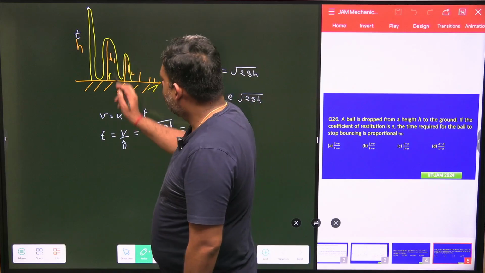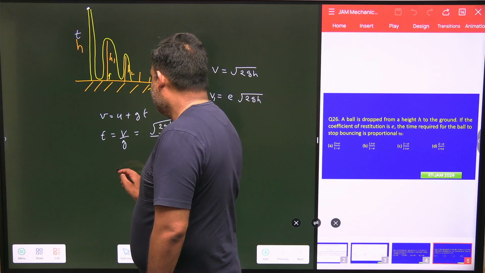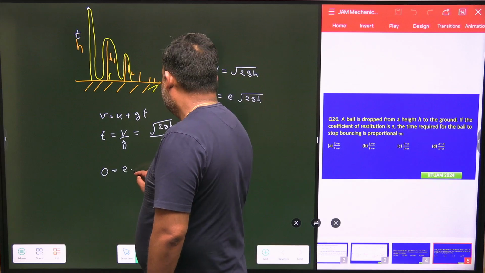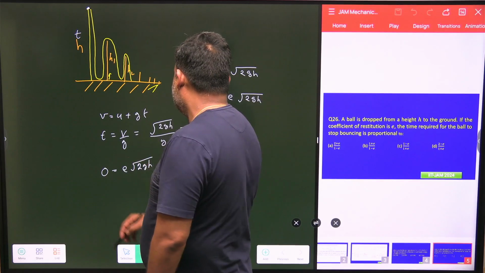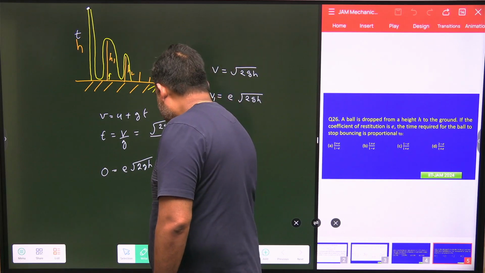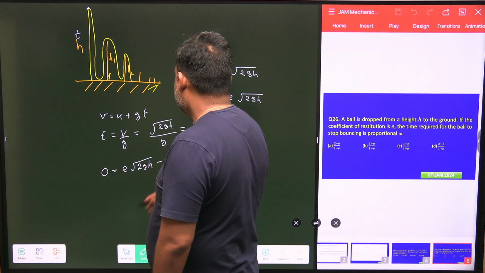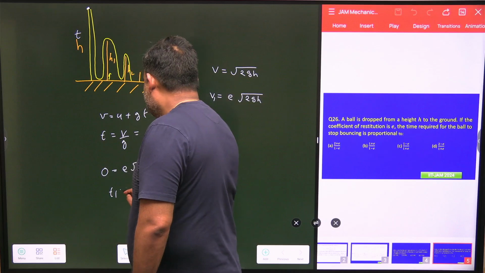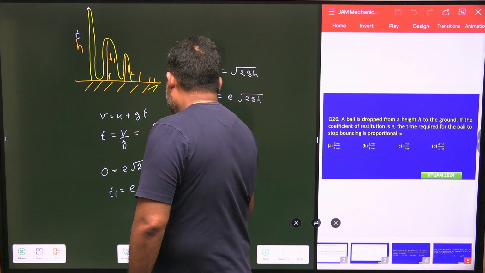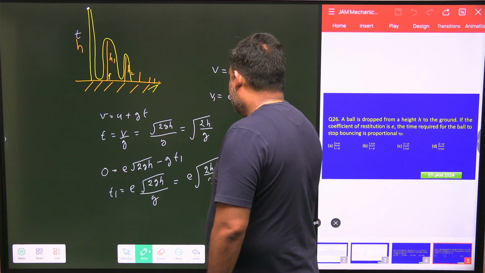In the second time, what is going to happen? It will just go with a different velocity. So the final velocity will be 0 at the height h, and the initial velocity will be e times root under 2gh, with the negative sign. So this is 0 equals e root 2gh minus g t1. So what will be this value? This t1 is equal to e times root under 2gh by g, and that value is equal to e times root under 2h upon g.